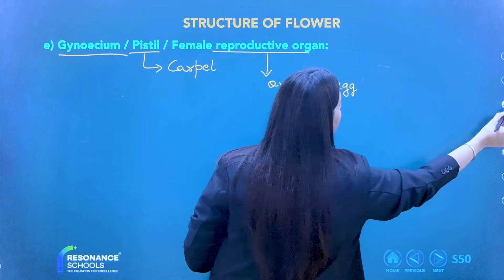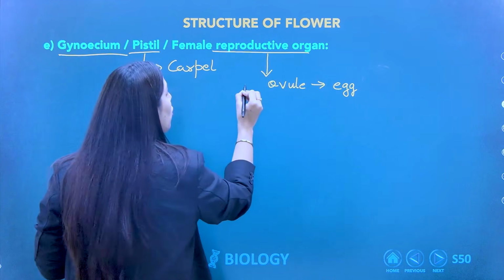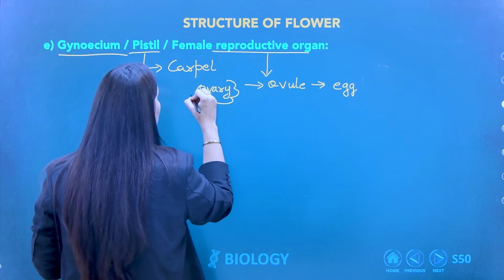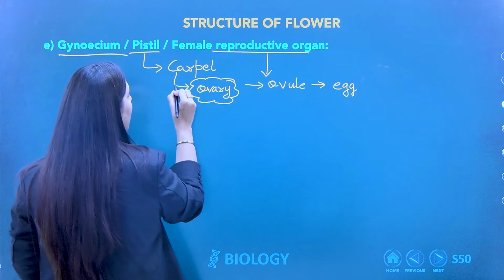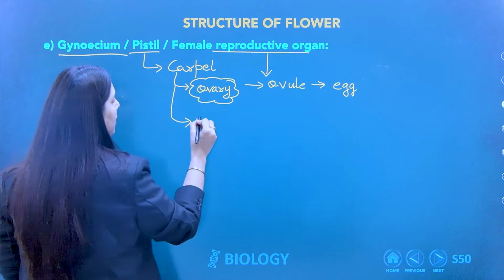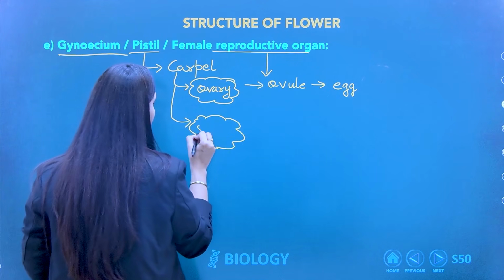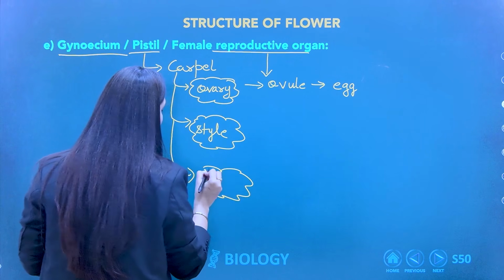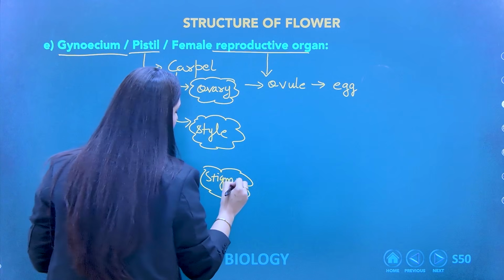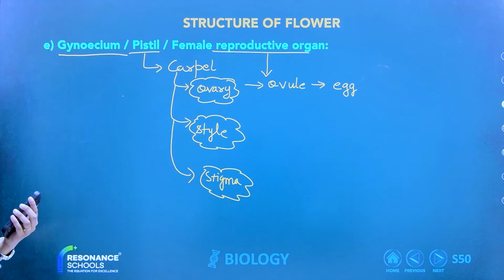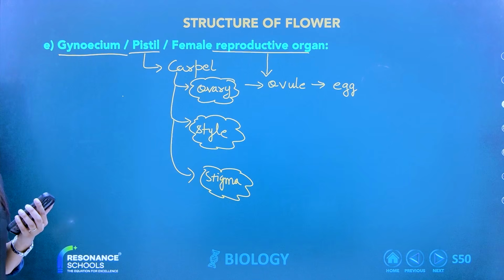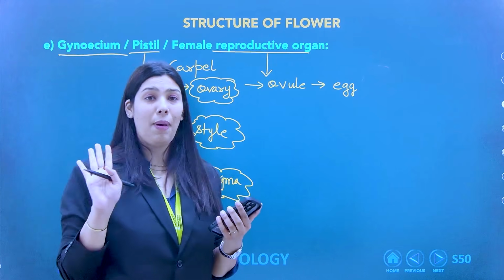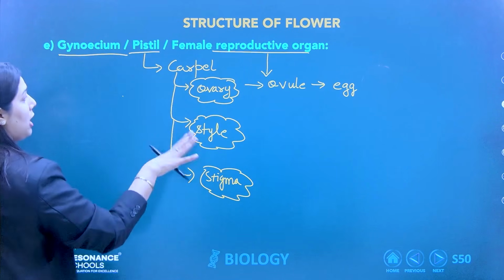Fine. Other than that, this ovule is actually present in an ovary. So this ovary is a part of the carpel. Another part of the carpel is the style. Another part is the stigma. So these are the three parts of a pistil, or you can say of a carpel or the female reproductive system.